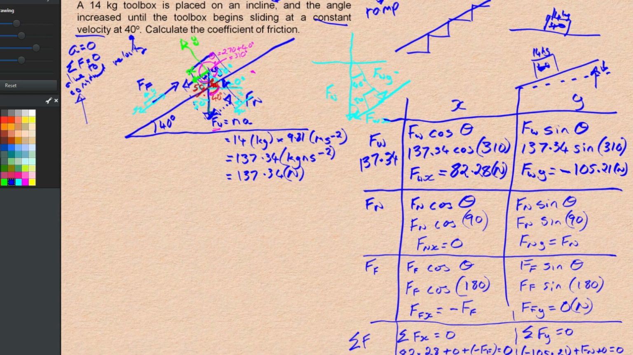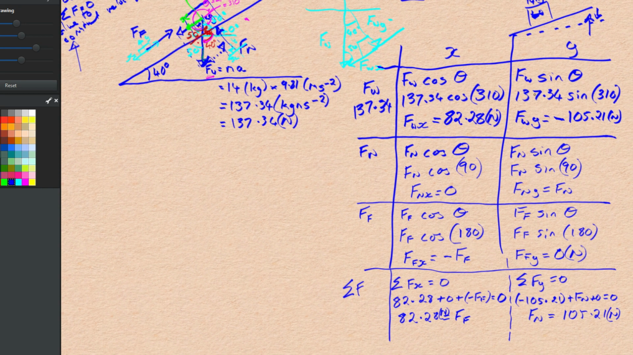It says calculate the coefficient of friction. So like the last question, we're going to use these two values in our formula from our formula sheet, saying the friction force is equal to the coefficient of, this will be kinetic friction because it's moving in the question, times our normal force.